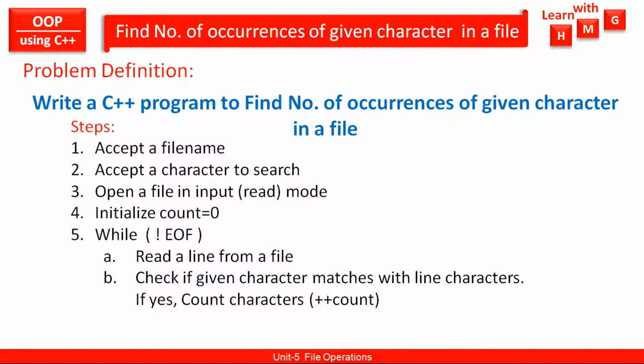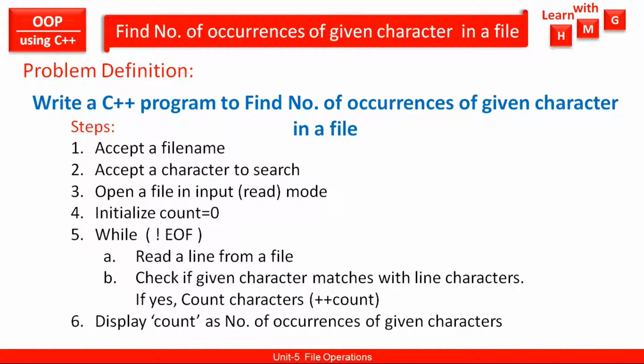In that line, check if the given character matches with the characters in the line. If yes, increment the counter to count the characters. After termination of the loop, display the value of the count variable as the number of occurrences of the given character, and finally close the file. Now let us see the actual C++ program using the Dev C++ compiler.